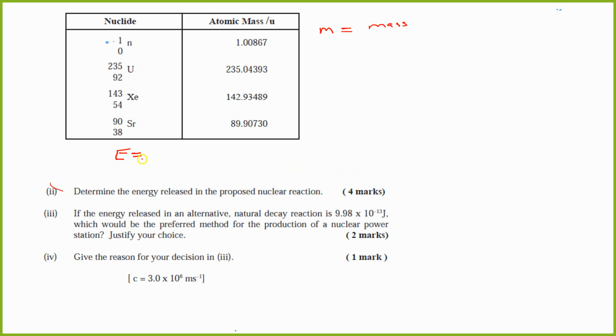All right. Nevertheless, the energy equation is E equals mc squared. Now we want to find the mass, right? How did we find the mass in the last question? If you remembered, we transpose. All right. So what did we transpose now? Tell me.